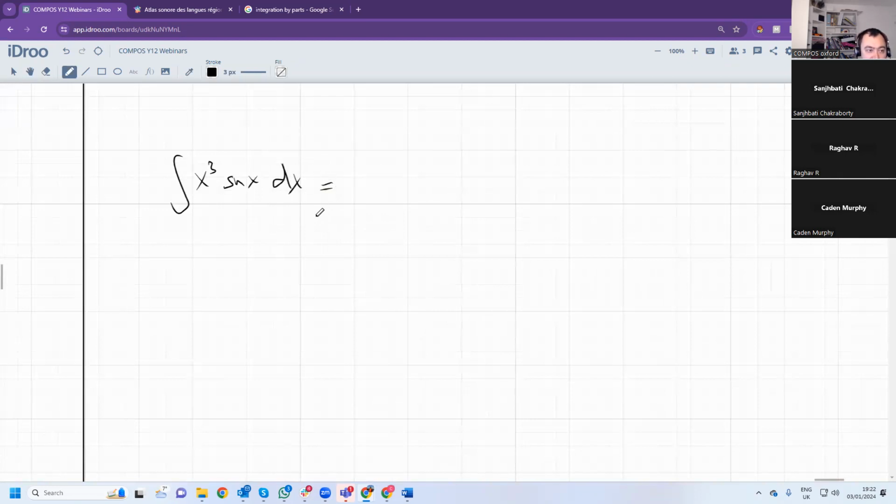So this is going to be x cubed cos x minus integral of 3x squared cos x. And you're going to see the power reduces by 1, and then you can carry on.